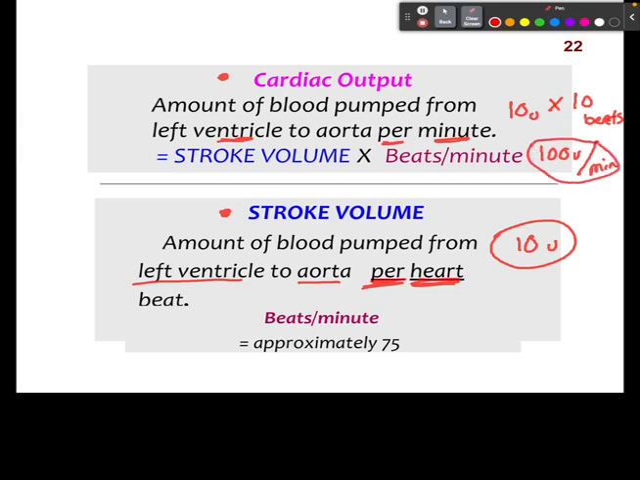So you have to do some math for that one. Stroke volume is just how much. Cardiac output is how much in a given amount of time, so per minute. That's important because you can calculate how much a person is actually pumping every minute. If you have any questions on these terms, just let me know.